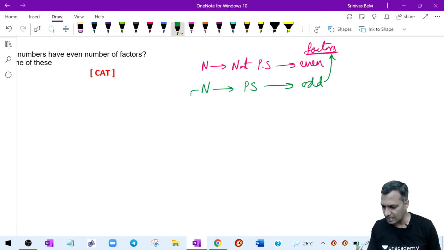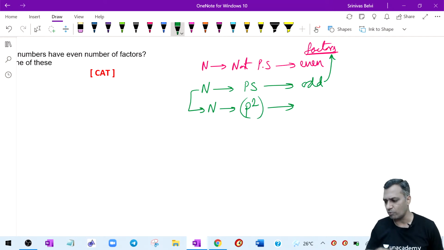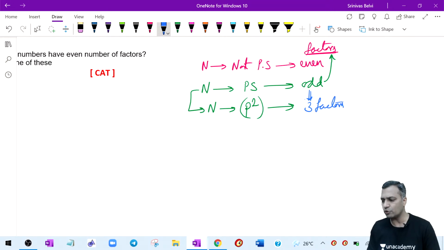Then we made a study about this. If this particular number is a square of a prime number, how many factors, guys? If the given number is a square of a prime number, how many factors would it have? Quick, put it in the chat. Yeah, that's right. Three factors. It is a subset of this odd, but it has exactly three factors. Fantastic. So you remember, this is all the summary.